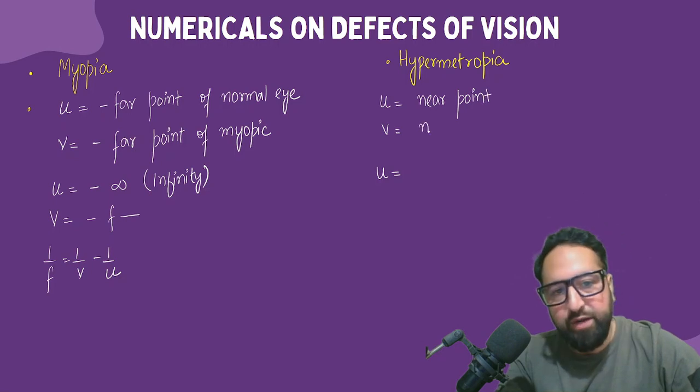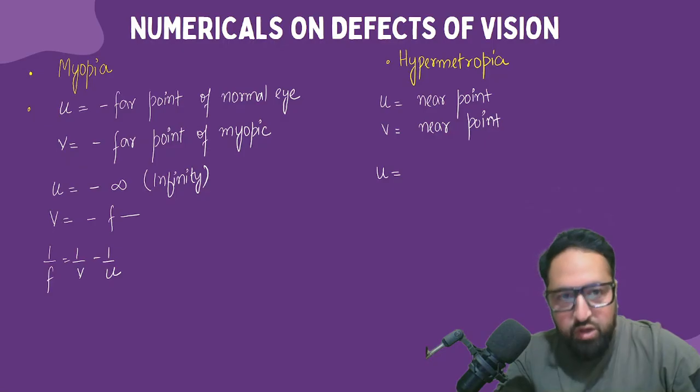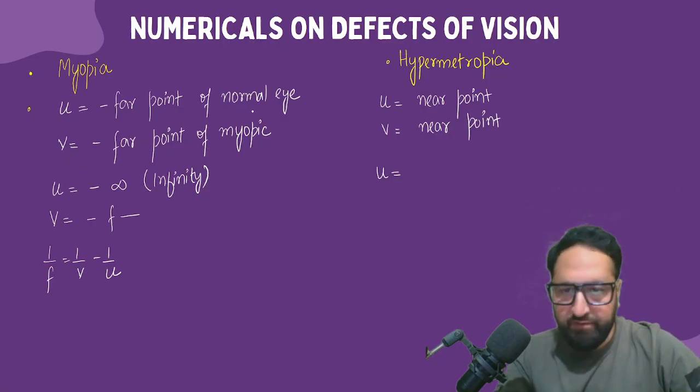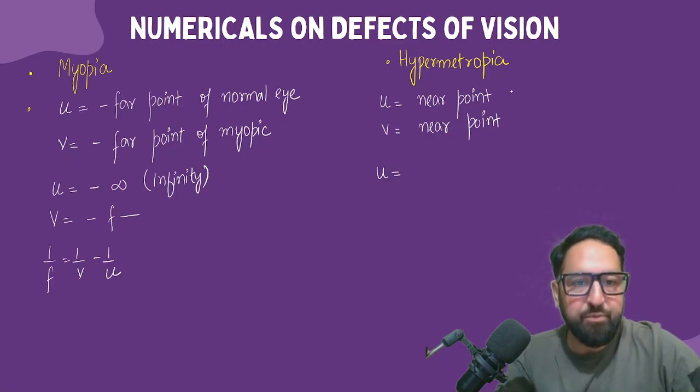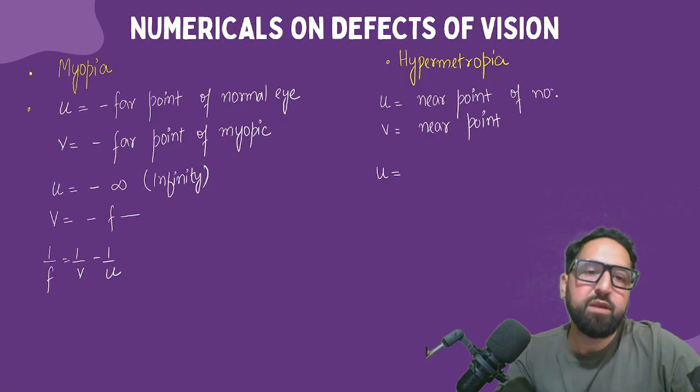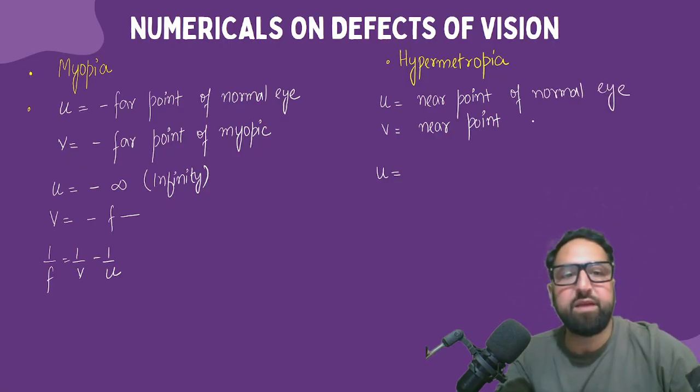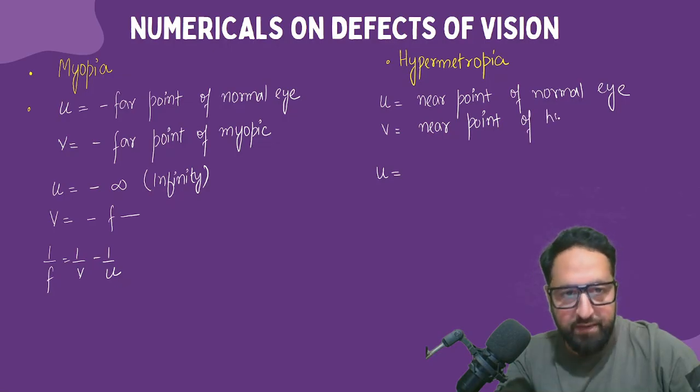And we'll write near point here as well. But U stands for the normal eye. So U will be near point of normal eye. Yes, normal eye. And V will be near point of hypermetropic eye. Got it?